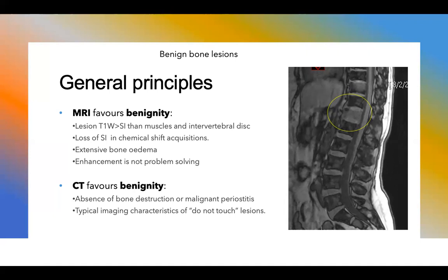CT favors benignity when there is absence of bone destruction or malignant periostitis, and when we have some typical imaging characteristics of the do-not-touch lesions, which we cannot actually talk about in this lecture.